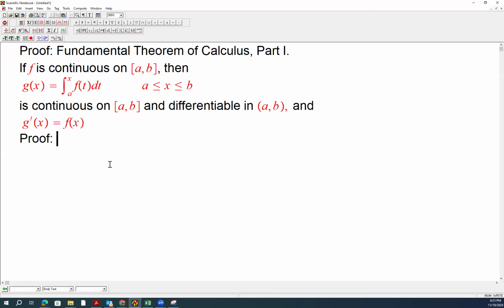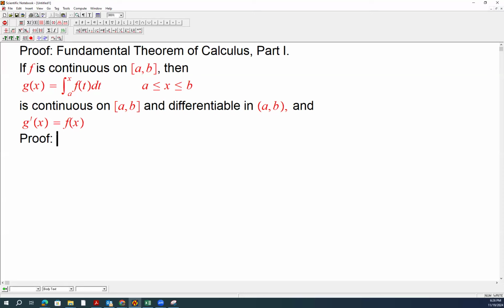To prove this, we're going to use the definition of the derivative. We're going to prove that g is differentiable at any point inside (a, b). And if a function is differentiable at a point, it is then continuous. We use that result that we learned in chapter 2, I think. But anyway, differentiable implies continuous.